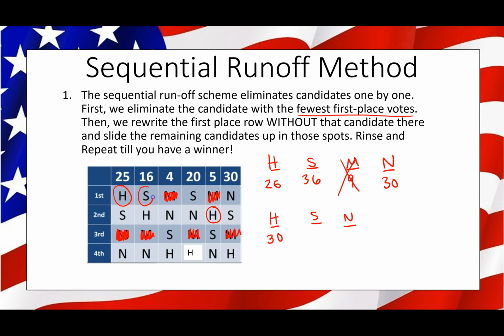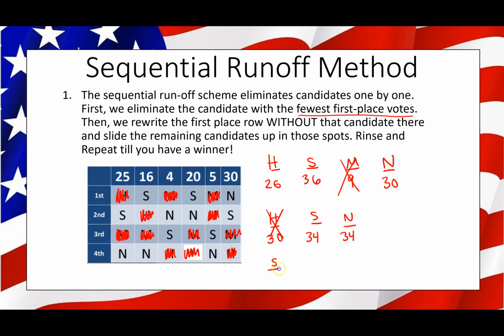Okay, what about S? First place here is an S, another first place for S here. So that's going to be 16 plus 20, which is 34 for S. Now what about N? Well, N is a first place here because we've crossed this one off, and N is a first place here, so that's 30 and 4, which is 34. So now we know that our H gets eliminated. Okay, so I'm going to eliminate the H's. And you can see it does get a little bit messy here. So if you want to rewrite it, you're absolutely welcome to if you prefer that method better.